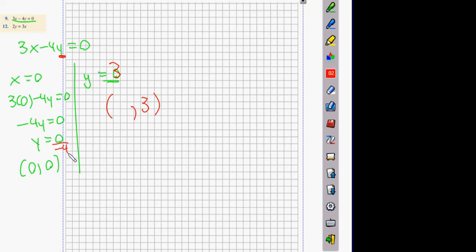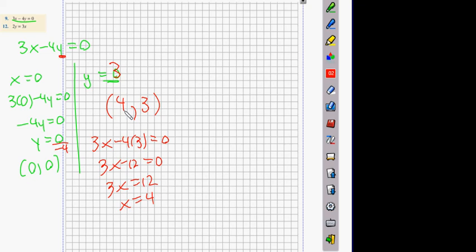Okay, now lads, replace y with 3. We get 3x minus 4 times 3 equals 0. 3x minus 12 equals 0. 3x equals 12. X equals 4. 4, 3. Now guys, that's a lot of thinking.